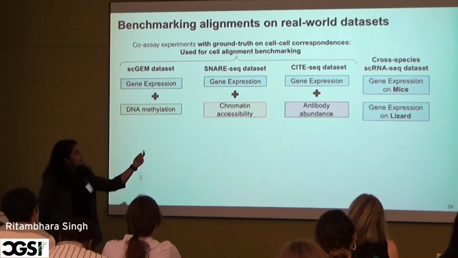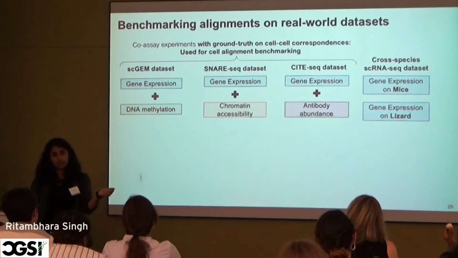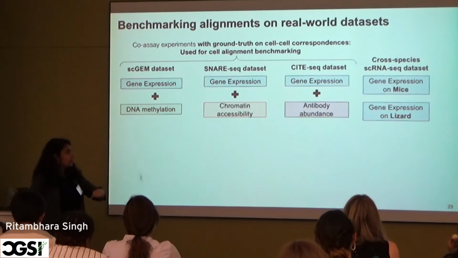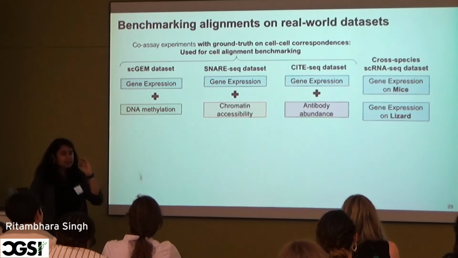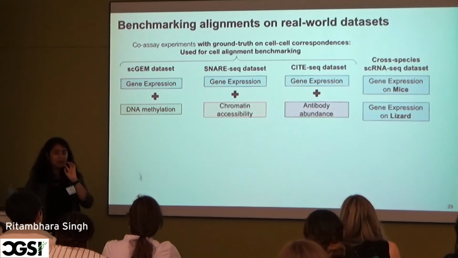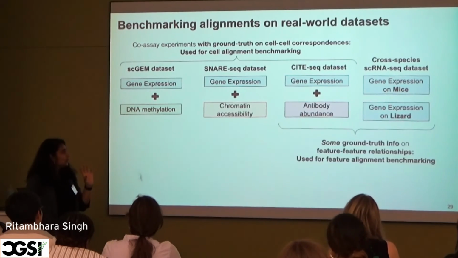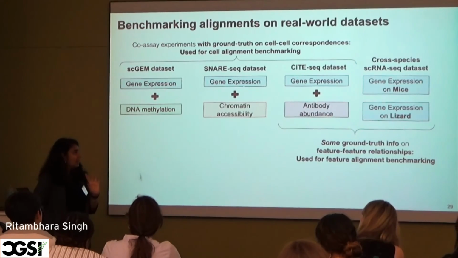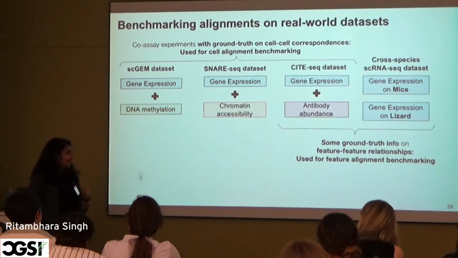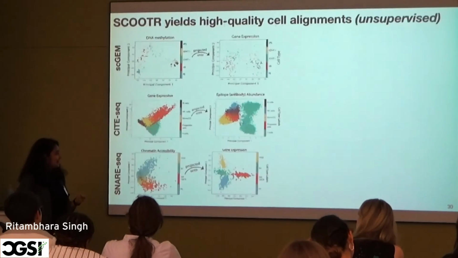And then we added another data set which will answer your question, which is the cross-species gene expression data set, which is gene expression on mice and lizard. And again, in this category also we have some notion on what cells should match and what features should map. So these 2 data sets were mostly added to see if our feature mappings made sense, because that was a very hard thing to try and validate.